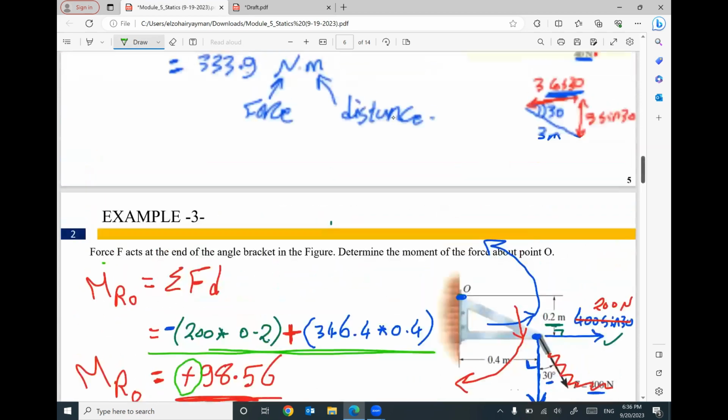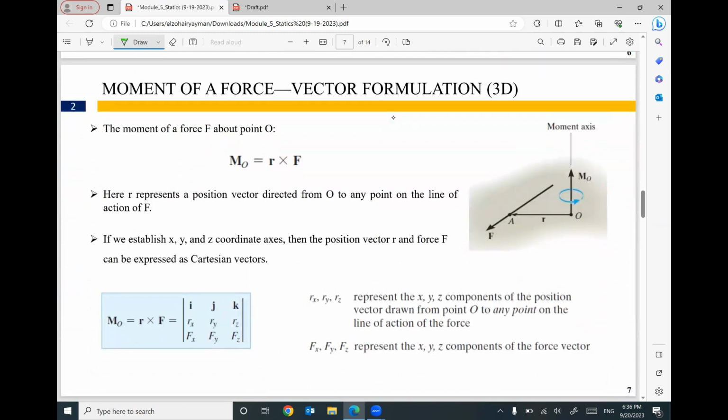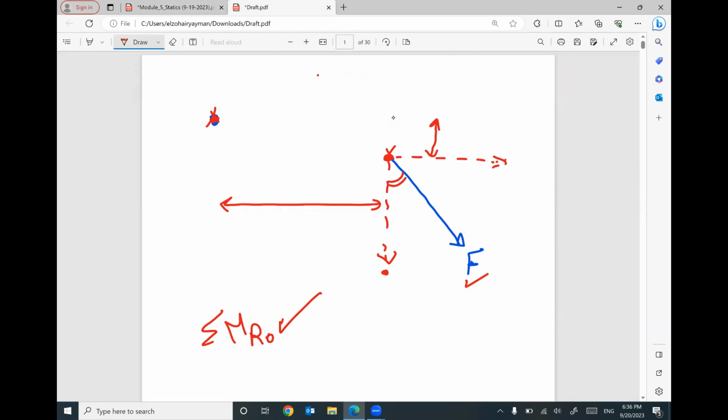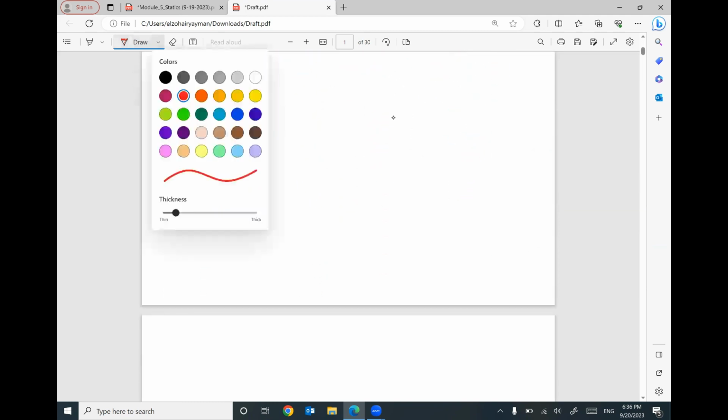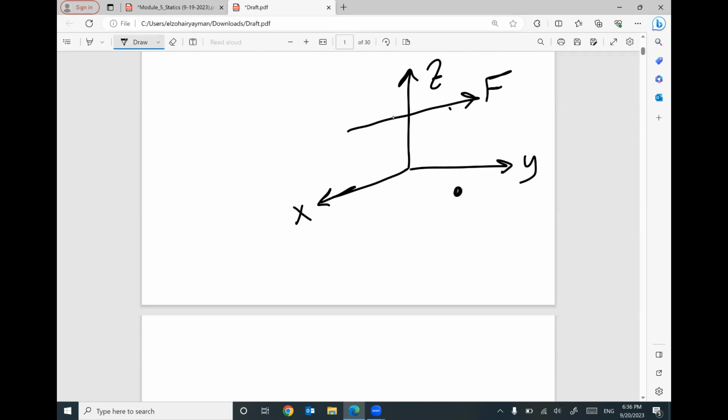But if all of the forces are vertical and horizontal, you are lucky. Go ahead and find the force and the distance, and that's it. So far, so good. I was talking about 2 dimensions, which means X and Y, nothing else. But if we are in 3 dimensions, meaning we have X, Y, and Z, and here is a force in 3 dimensions and a point here, O, we would like to get the moment of this force about point O.